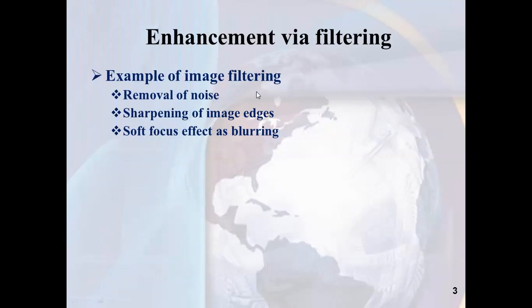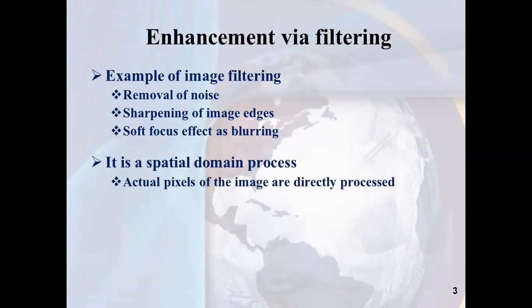So in this chapter, we need to enhance the image via filtering. As examples of image filtering: removal of noise. If the image has noise, we need to remove this noise, or denoise the image. Sharpening of image edges. If we have an image and we need to find the edges or the borders of the different components in the image. We may also make soft focus, for example, blurring the image. If we have a blurred image, we need to reduce the blurring, and so on.